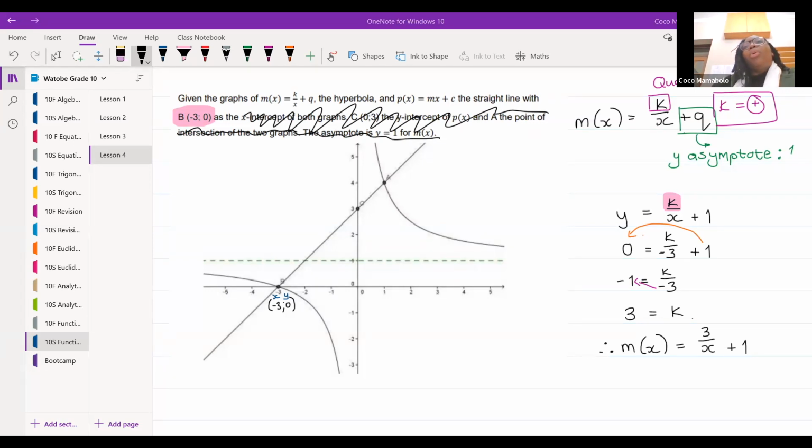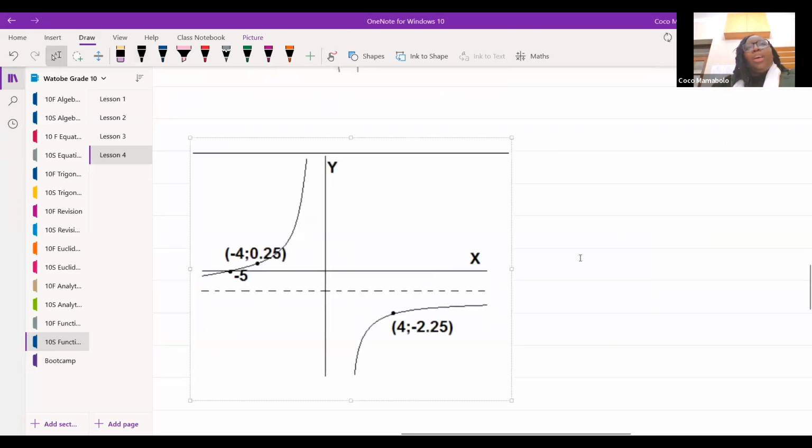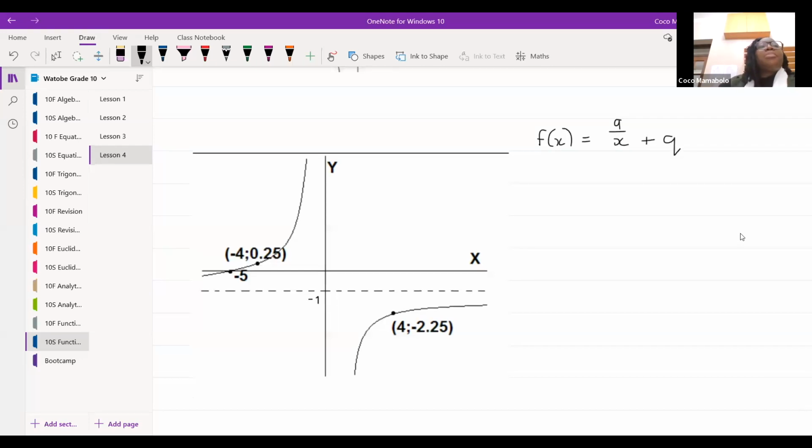All right, let's look at one more. Here's another one. I'm just going to let you know, guys, that this point over here at the bottom is -1. So now I'm saying f of x is equal to a over x plus q. Find me a, find me q, find me the equation of the graph.